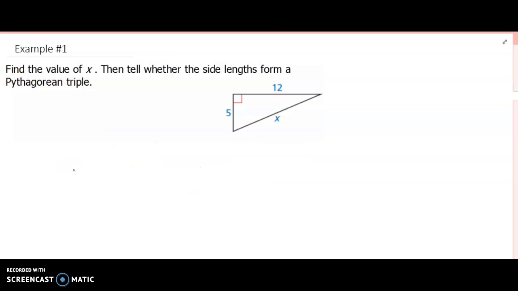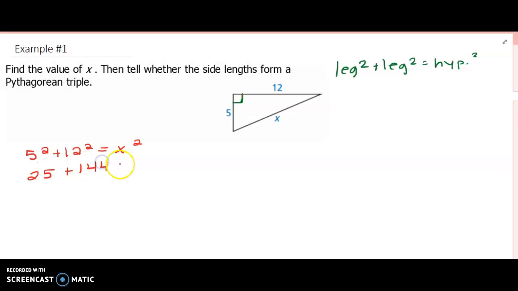All right, so let's look at example 1 now. It says, find the value of x, then tell whether the side lengths form a Pythagorean triple. Okay, well, here's our right angle right here. So we know that the leg squared plus the other leg squared equals our hypotenuse squared. Okay, so I can say 5 squared plus 12 squared equals x squared. Well, 5 squared is 25. 12 squared is 144. 25 plus 144 is 169 equals x squared.